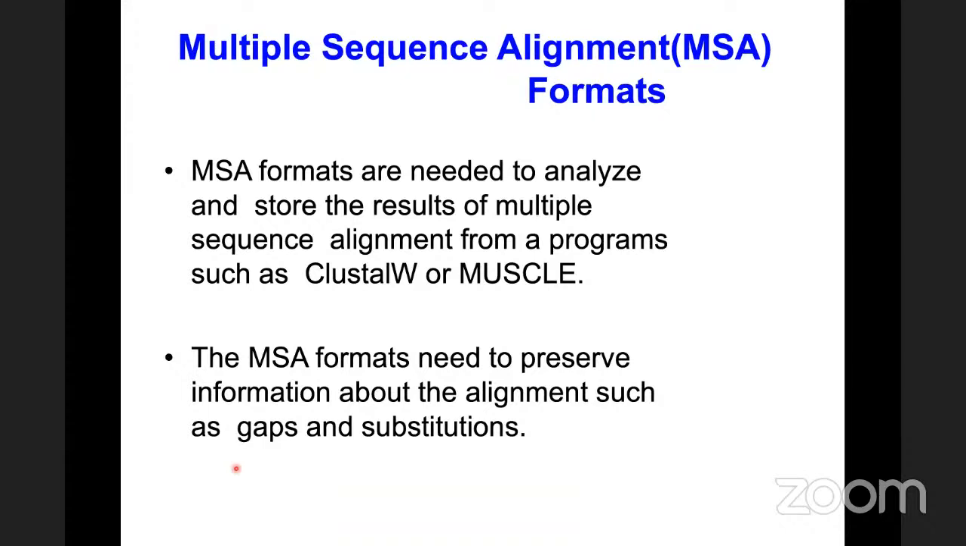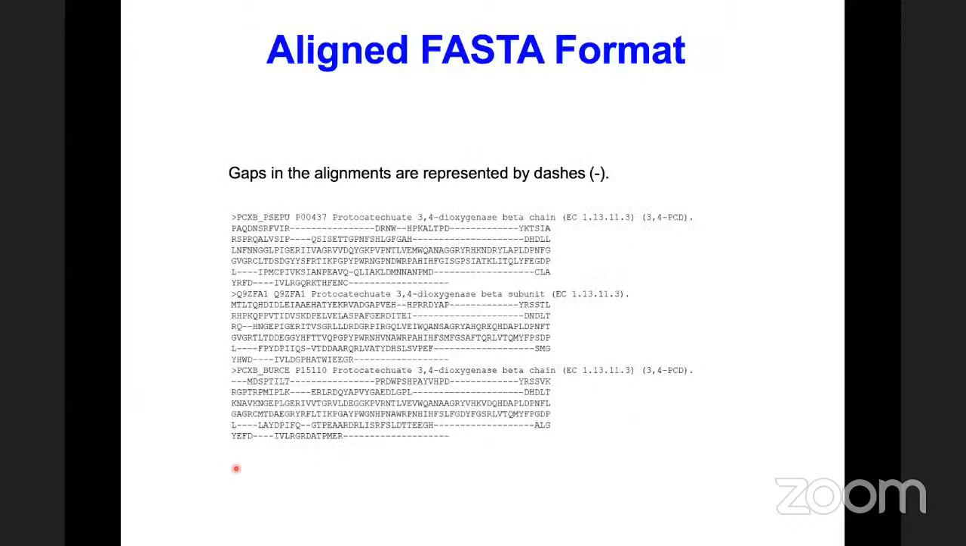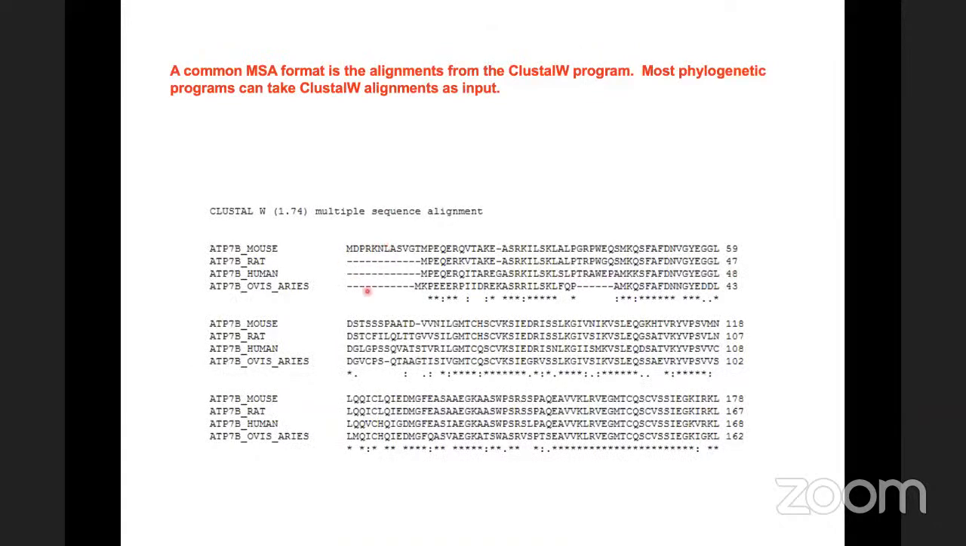So the multiple sequence alignment format is widely used for the alignment of multiple sequences to find out the SNPs and to draw the phylogenetic relationship. This is an example where you can clearly see the gap; this dash denotes a gap. This is the aligned FASTA format. This slide shows the multiple sequence alignment format generated by the software called Clustal, which is widely used and one of the oldest.